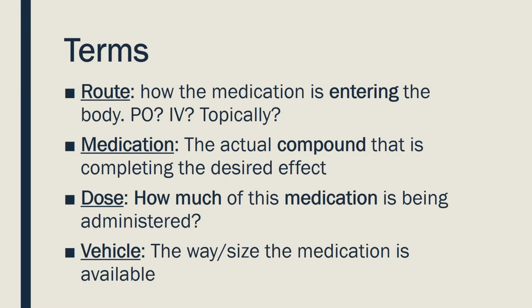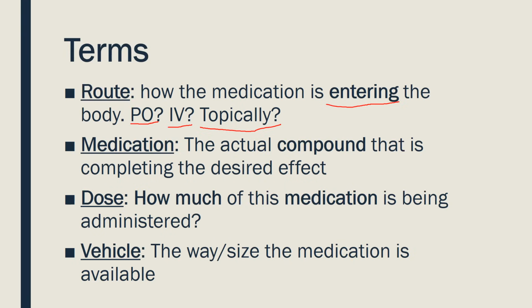So here are some of the terms. First of all is the route. And the route is basically how the medication is entering the body. Is it PO, by mouth? Is it IV or intravenous? Or is it topically, like putting Voltaren on a knee or something?